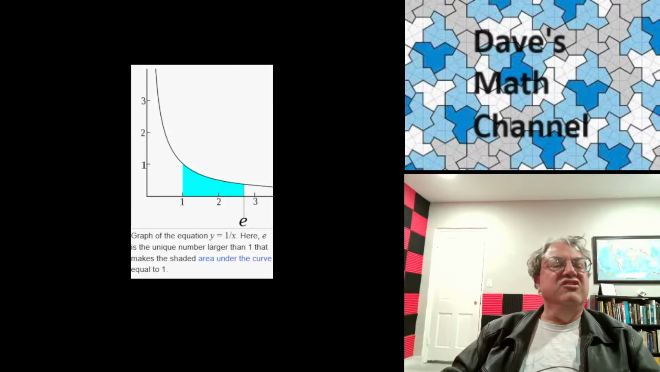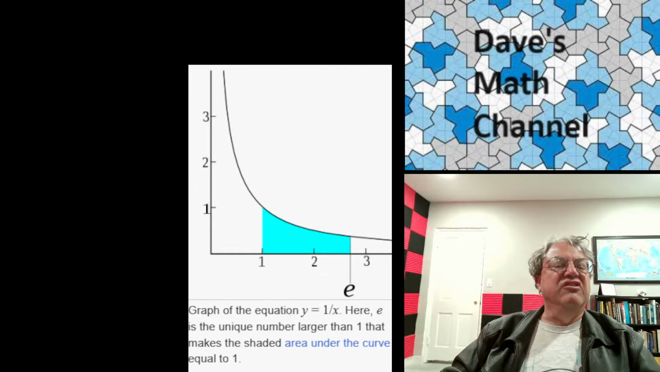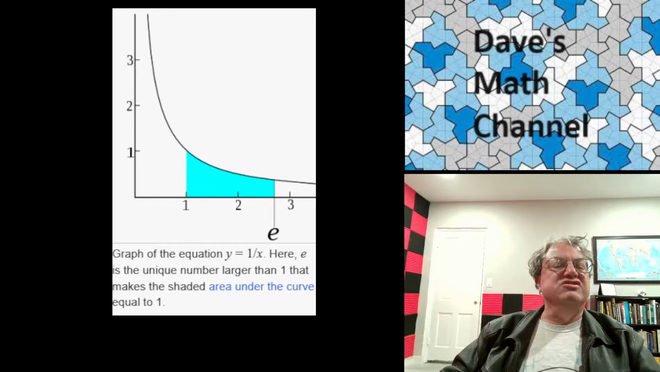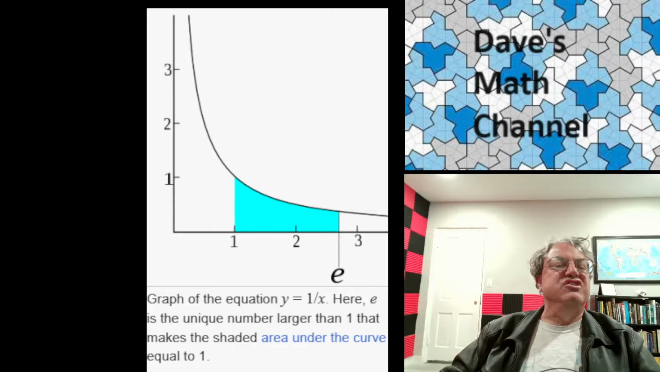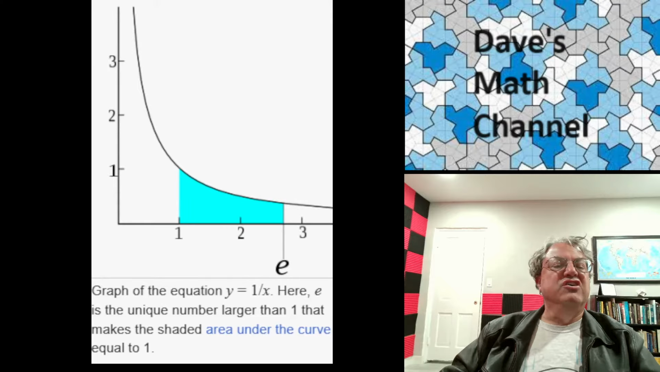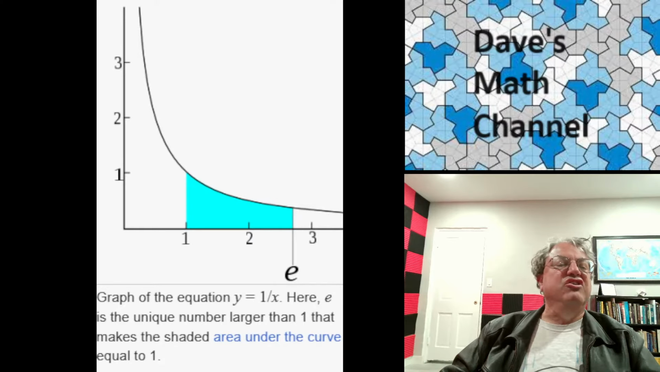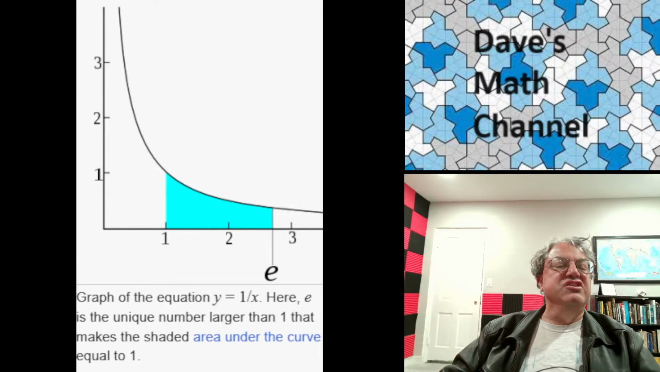Here's another definition of e. This is in terms of the area under a hyperbola. The graph shown is the graph of y equals 1 over x. That's a curve called a hyperbola. And if you take the area of the region under the hyperbola from x equals 1 to x equals e, shown here, this area is equal to 1.